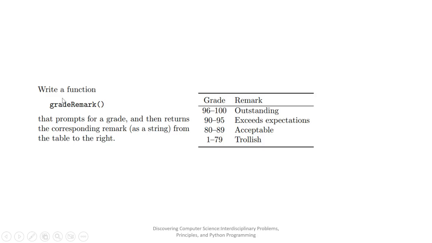And at this point I am giving you another assignment. In this you have to write a function grade remark that should prompt for the value of the grade, and then it should return the corresponding remark as a string from the table given on the right. If the input grade is between 96 to 100, it should return outstanding. For 90 to 95, it should return exceeds expectations. For 80 to 89, it should return acceptable. And between 1 to 79, it should return troublesome. So based on the input value of the grade, it should return the desirable remark.